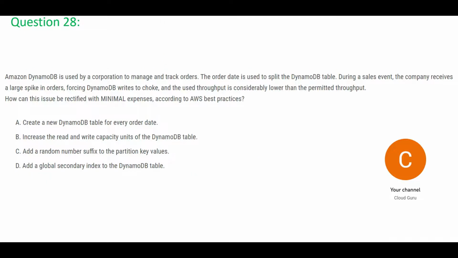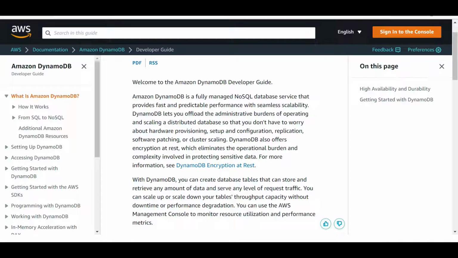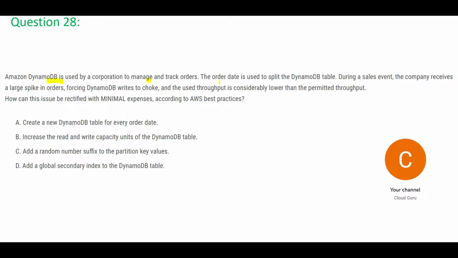Let us look into this question. So we are using DynamoDB as a database to manage and track orders. What is DynamoDB? It is a fully managed NoSQL database. That means it is not like your RDBMS database. And here what it's saying is it is splitting the table logic using the order date, which is fine. If you have higher volumes of data to be stored, you would have to split the tables. And then there is an event which creates spikes in orders and your writes are choked and your throughput is also less. What it means is both the writes and the reads are in a mess.